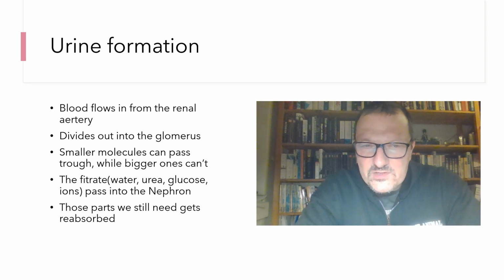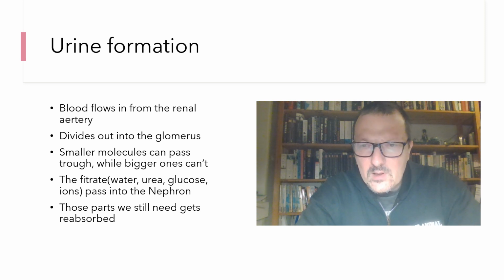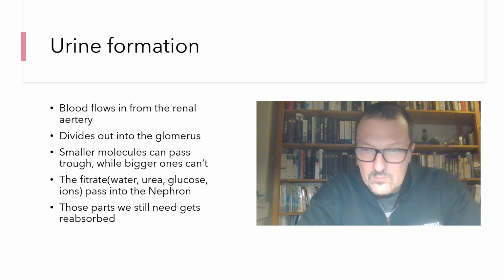So the actual process of forming urine is quite complex, and be aware that the story I'm giving here is a short version. We have blood running in from the renal artery, which has quite a high pressure. When the blood comes in here, it divides out in the part called the glomerulus, and it works kind of like a filter, a coffee filter, where the bigger molecules, like red blood cells, white blood cells, they can't get through. But smaller molecules, like water, urea, glucoses, and ions, then pass into the nephrons.